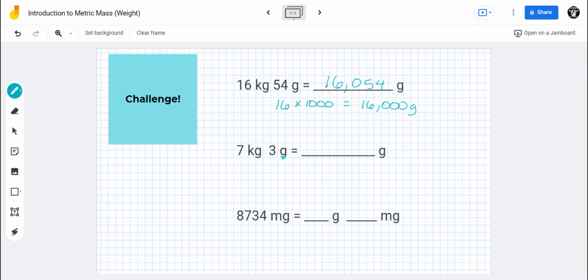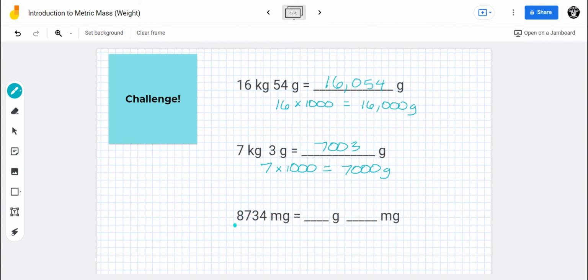Okay, 7 kilograms and 3 grams. Well, how many grams would that equal? Well, let's take a look at this. If we have 1 kilogram equals 1,000 grams, we're going to multiply this 7 times 1,000. Okay, and when you do that, you get 7,000 grams. But we still have these 3 grams left over here that we have to add into the total. So instead of the 0 in the ones column, we're going to put a 3 there, and we get 7,003 grams, right? Because you're basically taking 7,000 grams and adding 3 more grams to it, because the 7,000 equals the 7 kilograms.